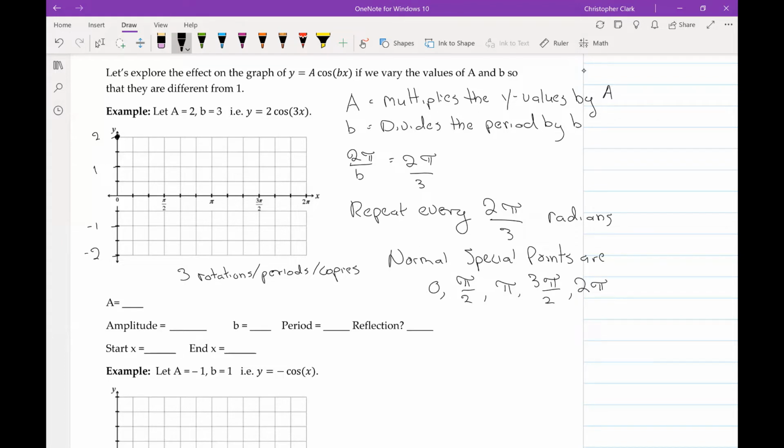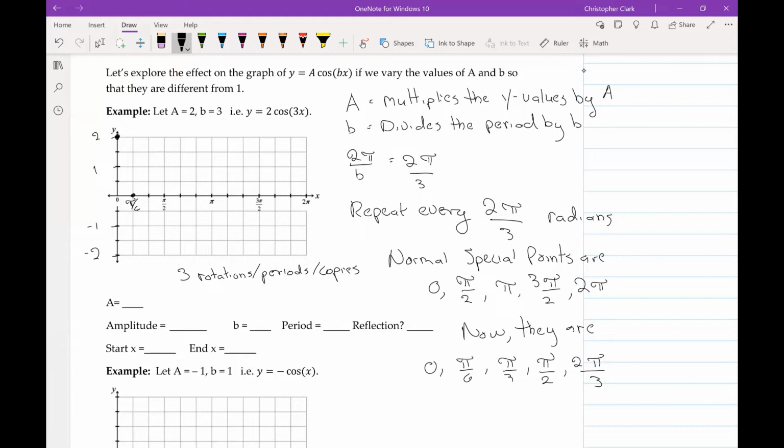Well, we've now taken all of them and divided them by 3. So now they are 0, pi over 6, pi over 3, 3 pi over 2 divided by 3 is just pi over 2, and then 2 pi over 3. So these are our new special points. So at pi over 6, we expect it to be 0 because it's 0 at pi over 2.